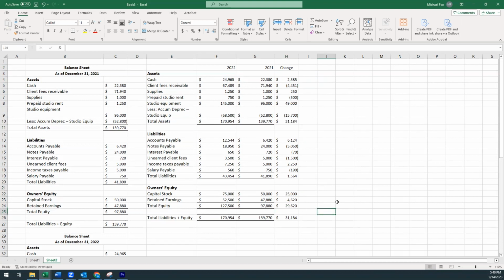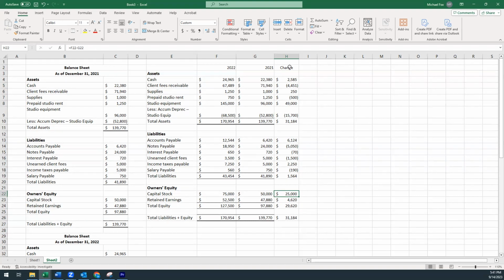And now I'm able to see how much things changed, right? My cash went up by $25.85. My fees receivable went down by $44.51. My studio equipment here went up by $49,000, etc. So I can see all those changes from year to year on the accounts. This also can help me get an idea of how maybe I paid for some things, right? I can see, if my equipment went up by $49,000, how did I pay for that? Well, at least in part, I can see I issued more stock, 25,000 more. So that's probably at least how I paid for some of that.